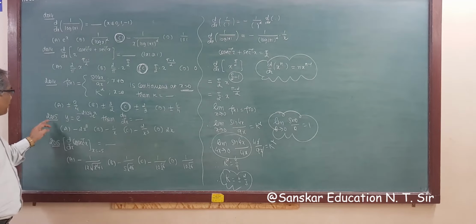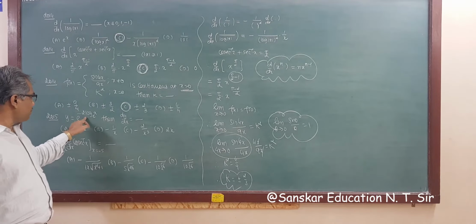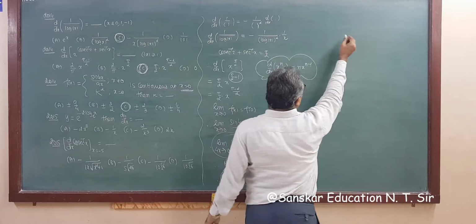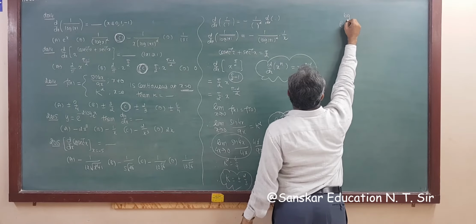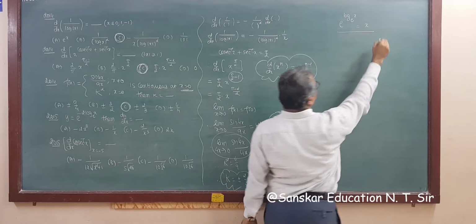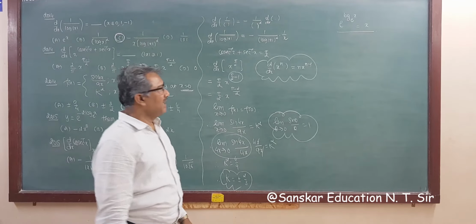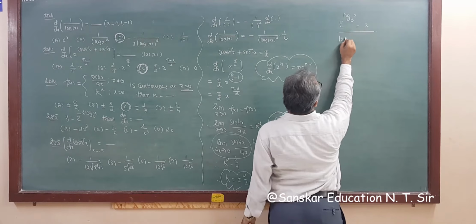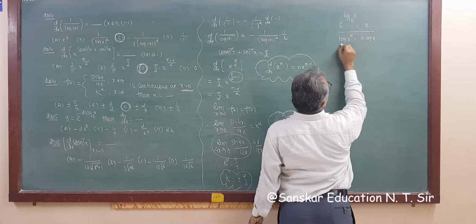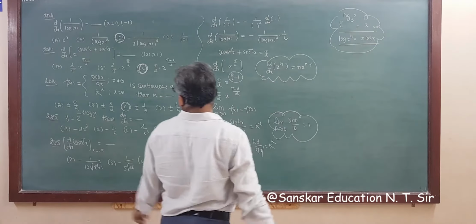Now 2015: y is equal to e raised to minus 2 times log x base e. You know one formula: e raised to log x base e is equal to x. This is the formula. And another formula for log is log x raised to n is equal to n log x. You know these two formulas. So what is given here?